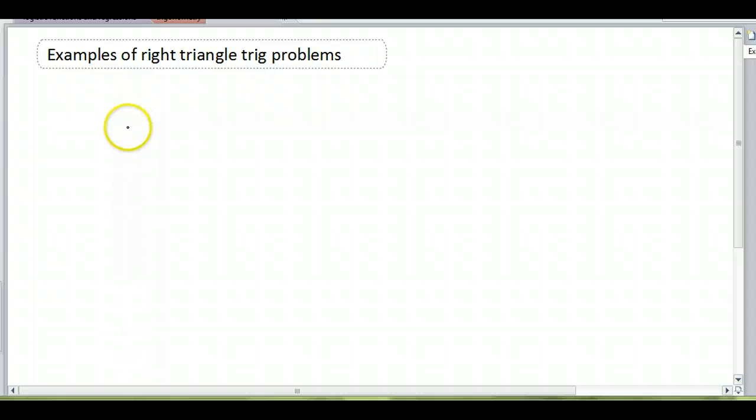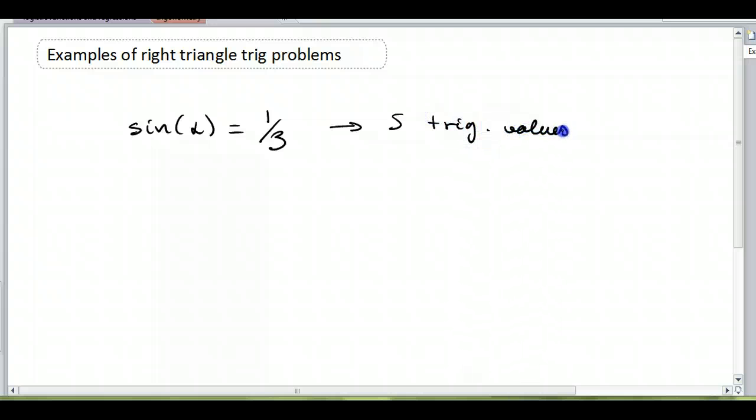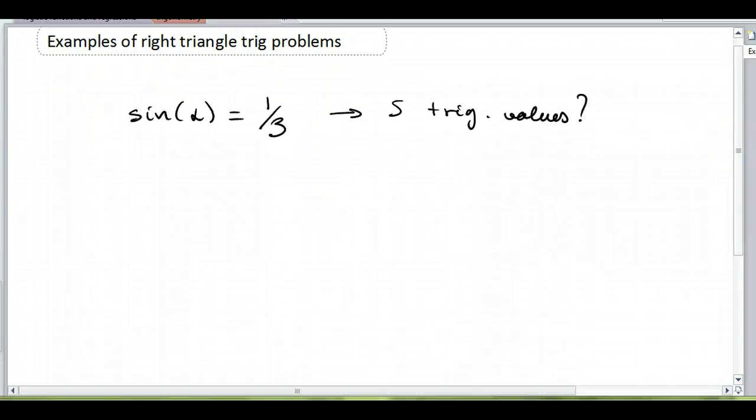Suppose you have a given trigonometric value. Suppose it is the sine of an angle, and that's given, and it's going to be, let's take 1/3. Okay, the question is, what are the other 5 trig values? So how do you find the other 5 trig values? Well, right now the only kind of trigonometry we've seen is trigonometry in right triangles.